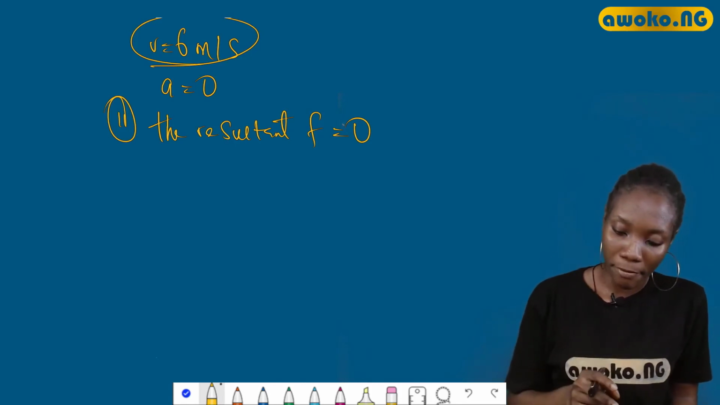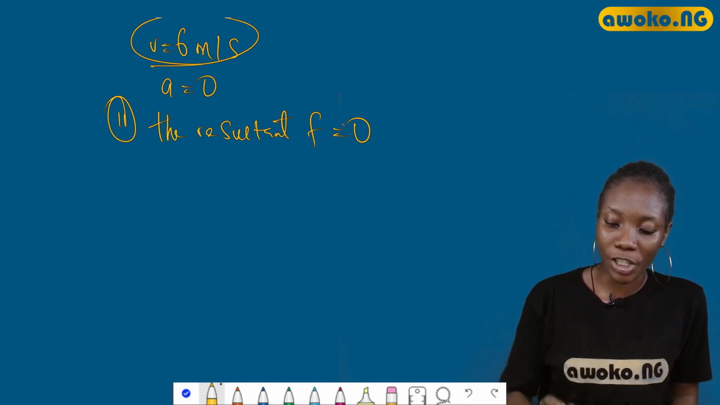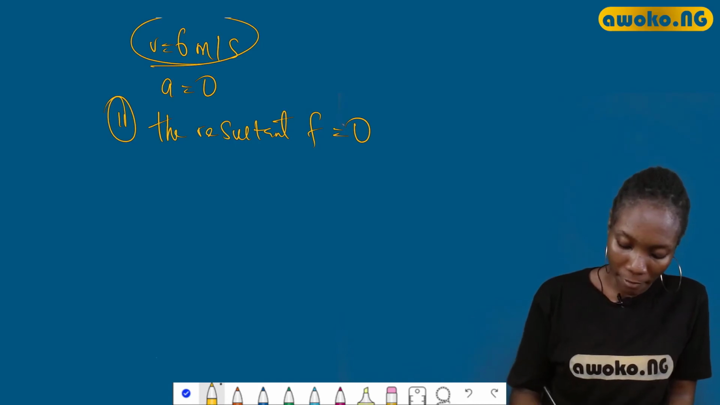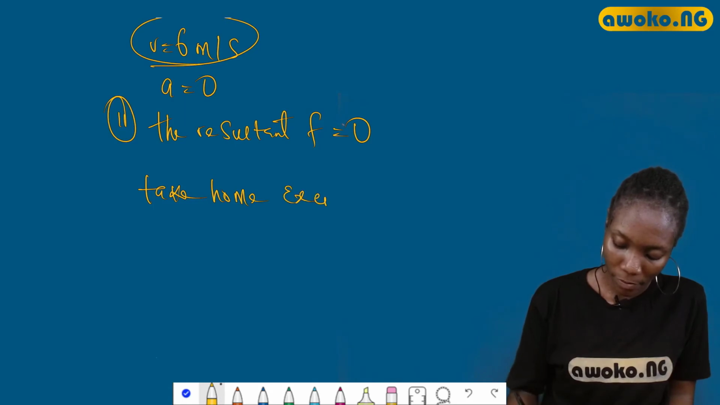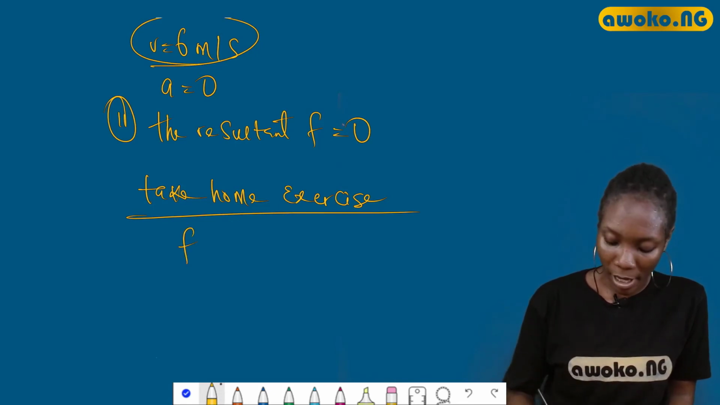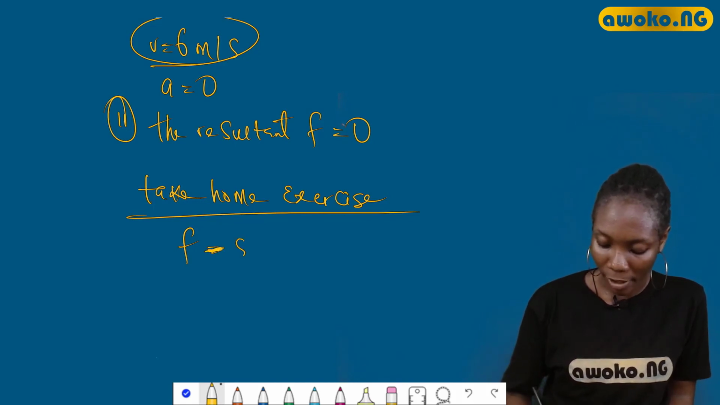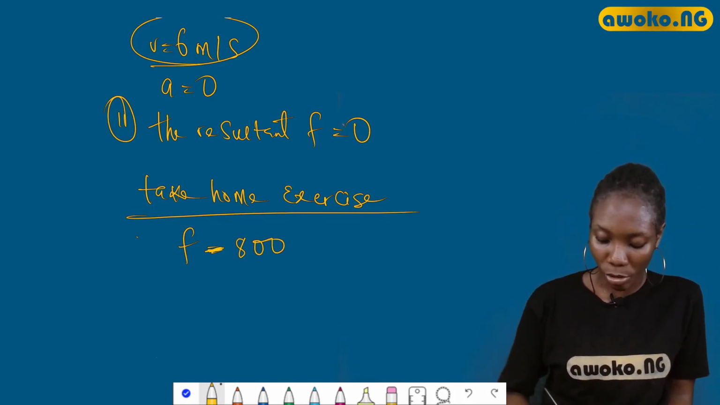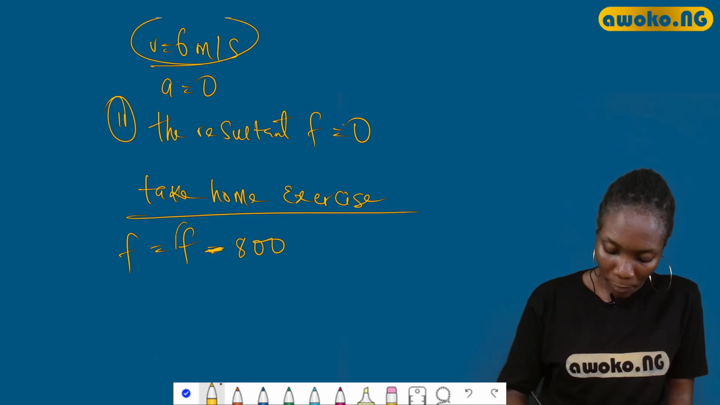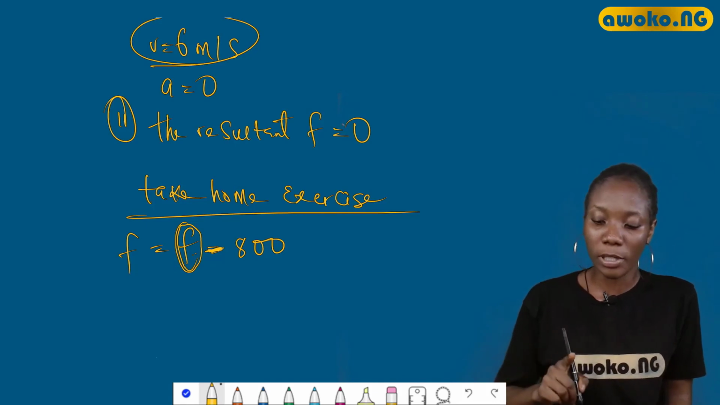Now, you can take down, okay? Let F be the force of the engine. The resultant force acting on the car is F. Let me put that down. Take home exercise. Okay, so the resultant force here, F, let me just put it like F minus 800. So this is the resultant force. Now, they said, what is the force? That's this force F here. What is this force? Use Newton's second law of equation.